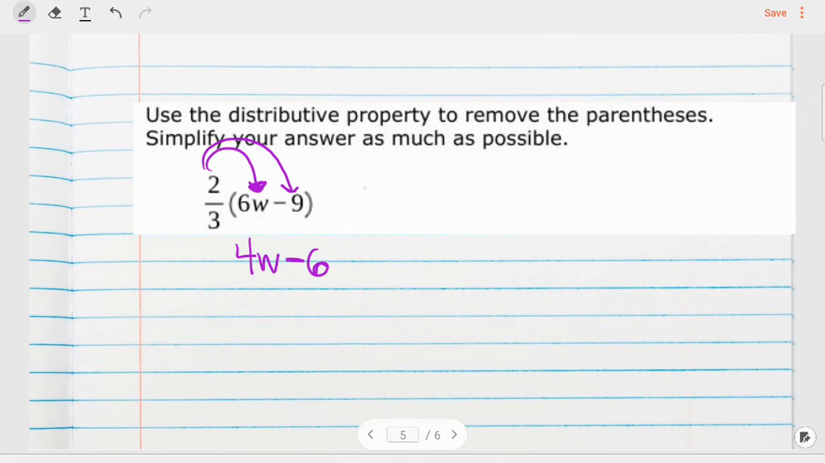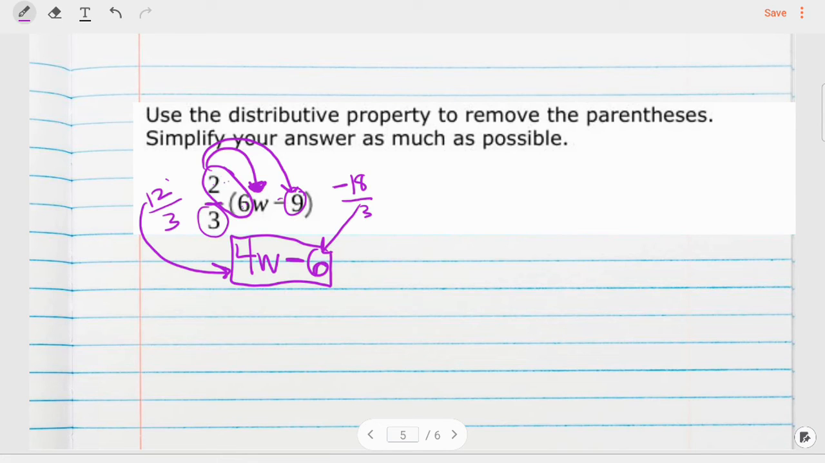Now I told you I could show you how to do it by hand, and here's the trick. When you multiply a fraction by a whole number, multiply the numerator by the whole number. 2 times 6 is 12. And then divide that by your denominator, divided by 3. 12 divided by 3 is 4. I can do the same thing. 2 times negative 9 is negative 18. And negative 18 divided by 3 is negative 6. So if you'd like to do it by hand, that's the trick. Otherwise, use that calculator to your advantage.